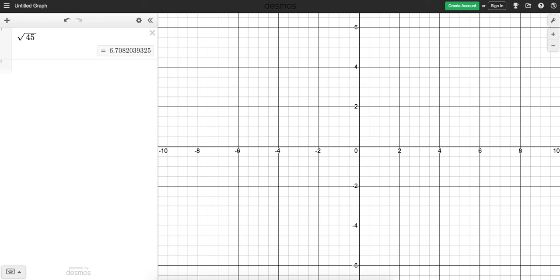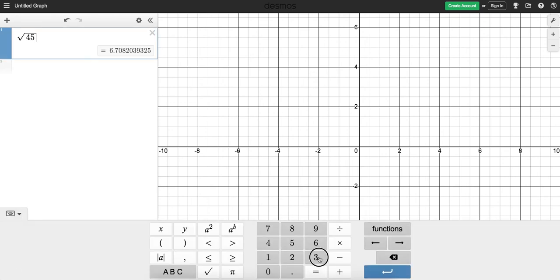Alright, in this video we're going to take a look at how to use Desmos to simplify square roots. If we type the square root of 45 into our calculator, it gives us a decimal approximation, about 6.708. A lot of times we want exact, simplified answers for square roots. The exact simplified answer for the square root of 45 is 3 times the square root of 5. I can check that on my calculator by typing in 3 and then square root of 5.